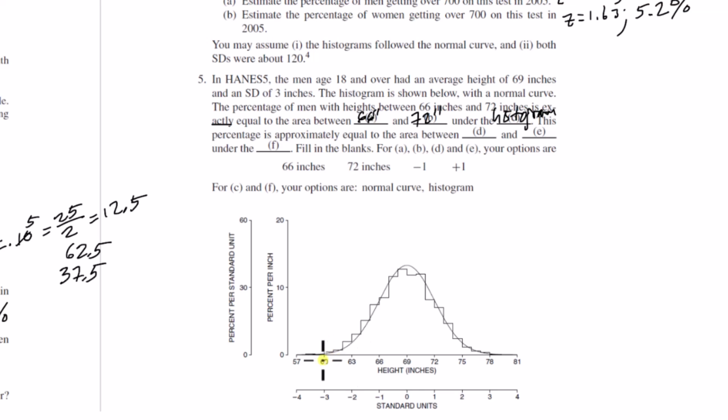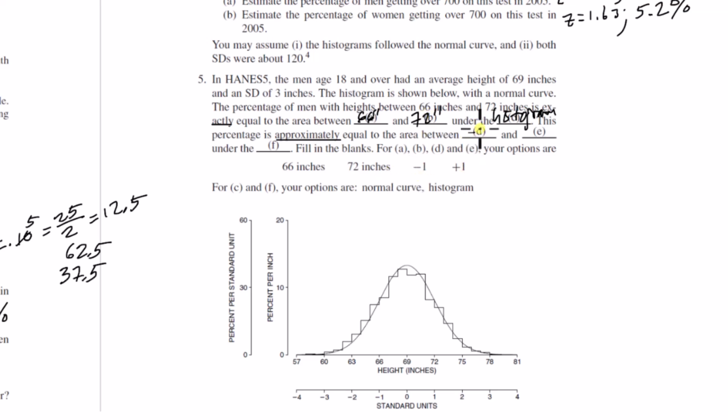And that's why, if you actually had the numbers, the literal numbers, you wouldn't use any normal approximation. You just get the exact answer. This percentage is approximately equal to the area between. So the approximation, if you didn't have the actual histogram, you could use a normal approximation, and that would be between. And so I'm assuming that the only options are -1 and 1.